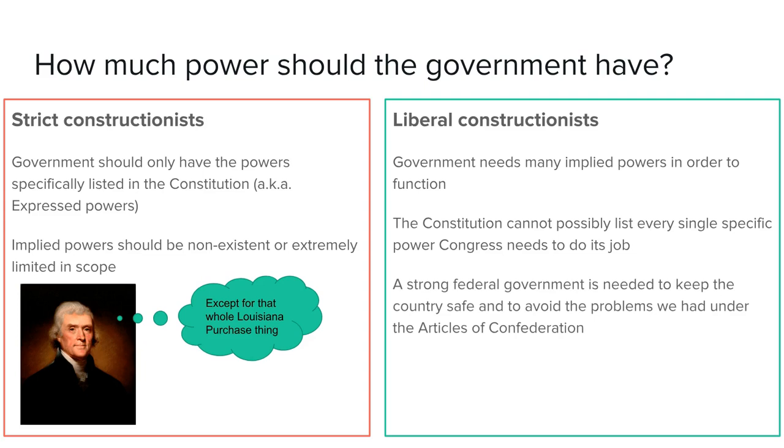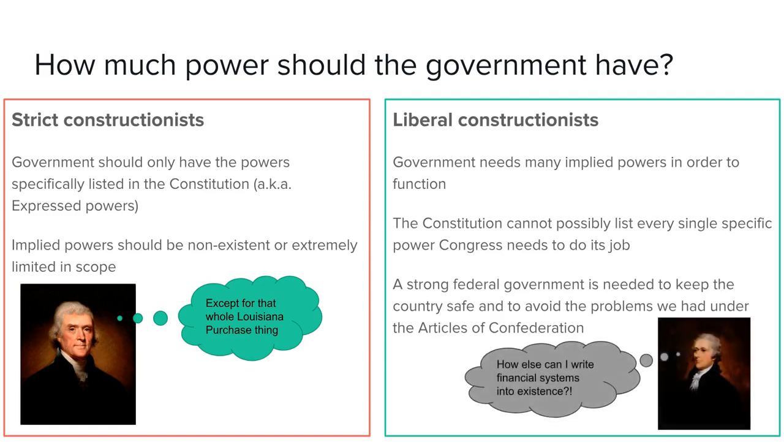Liberal constructionists would say, look, we made a mistake with the Articles of Confederation. We really limited our federal government too much, and that created chaos, and we almost fell apart as a country. And so they would say, we need to have these implied powers so we don't run into that problem again. One of the famous people on the liberal constructionist side would be Alexander Hamilton, who greatly expanded the power of the federal government as the Secretary of Treasury and argued that we need those implied powers.